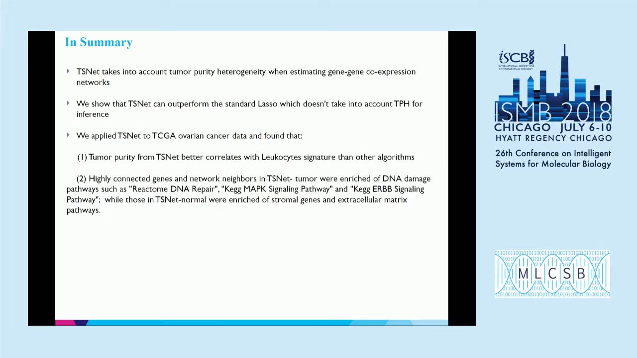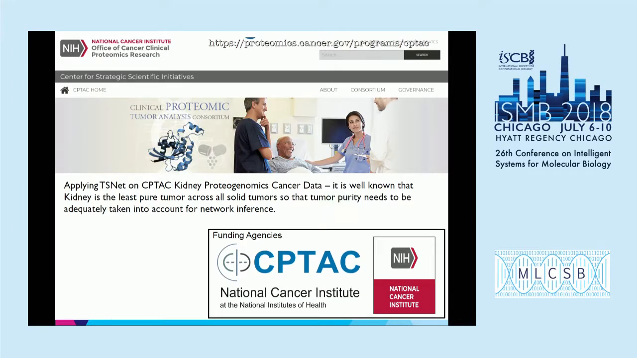In summary, we proposed this algorithm that can estimate a network for the tumor component and non-tumor component, and this is the first time that this has been done. This algorithm was driven by TCGA data, but it's going to be applied to CPTAC data soon because I'm involved in the consortium. The CPTAC data is proteogenomic data, so we are going to get the gene expression as well as protein expression for different cancer types.